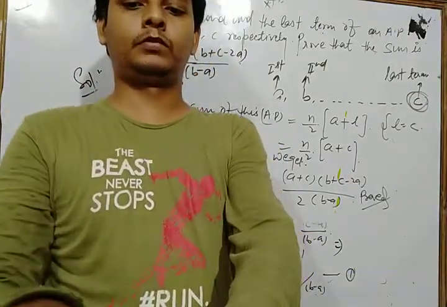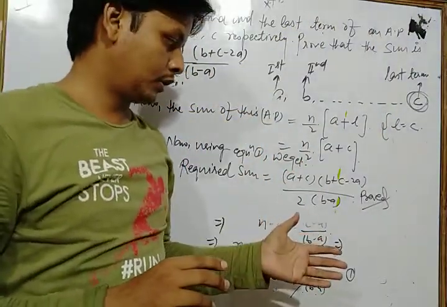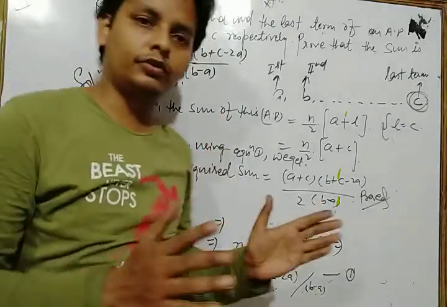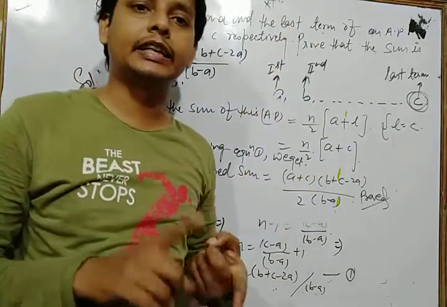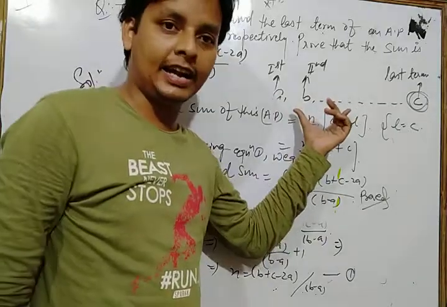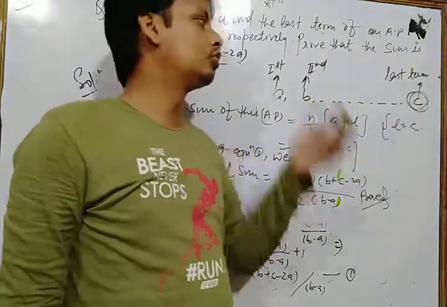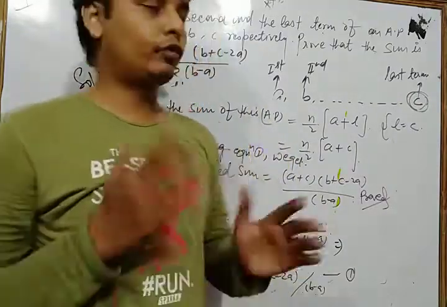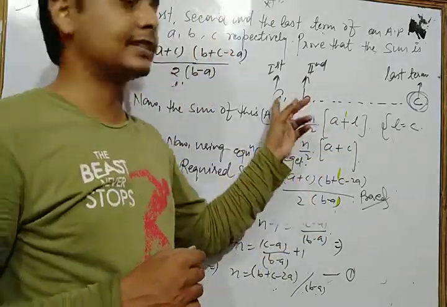So dear students, in this way we can solve this type of question. Let's see once more. First of all, according to this question, A, B, C are the first, second and last terms of this AP. Now we form an AP as A, B, and so on up to C, where C is the last term. You know that the common difference is the second term minus the first term, so D is equal to B minus A.